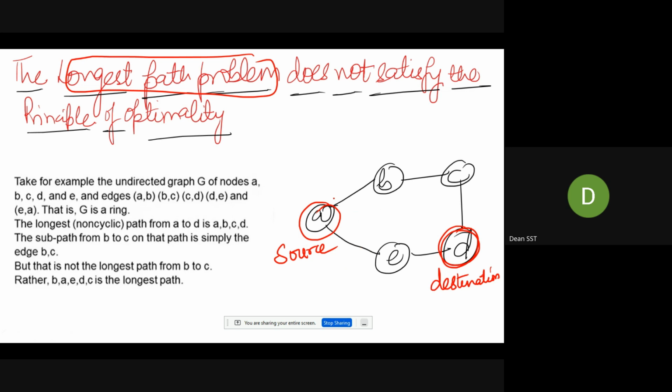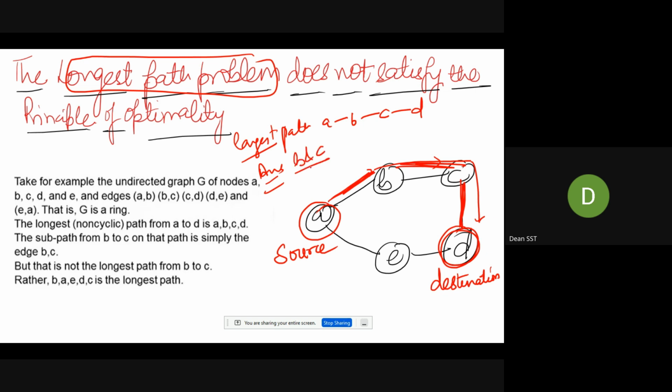Suppose I am having the longest path as this: from A to B, B to C, and C to D. This is my longest path. Is it clear? Now let me give an answer. Find the longest path between B and C.